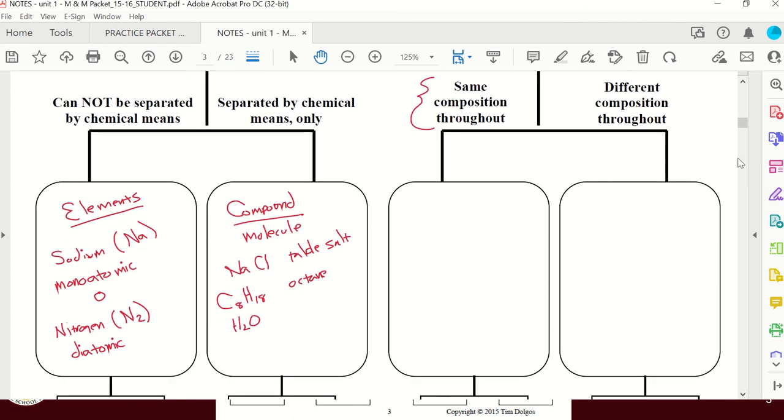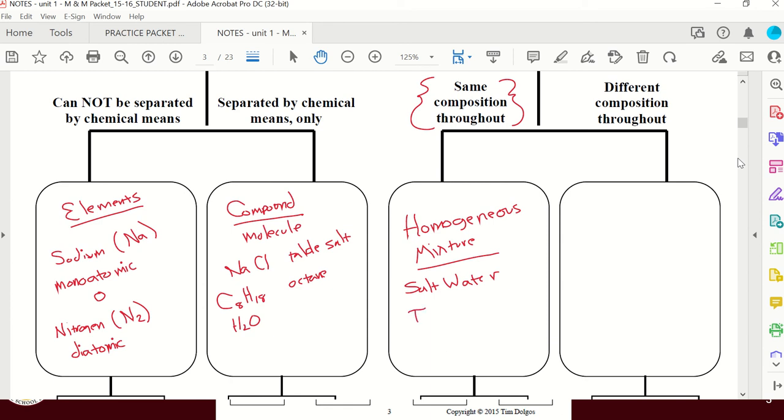Each piece is different, but if it's the same composition throughout, that means it's called same. We'll use the Greek word for same, which is homogeneous. And a homogeneous mixture is like salt water. Salt water obviously contains salt and water, but because they're mixed together so well, you can't tell the difference.